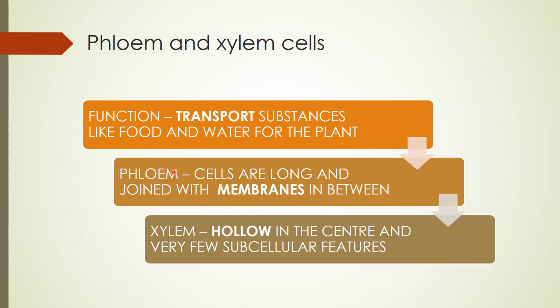The phloem cells are long and joined with membranes in between, that's important. Xylem, hollow in the centre and very few subcellular features. In another video we'll learn that one of them transports only in one direction, and the other transports in both directions. The phloem transports the food for the plant, so this could be sugars, things like that, and the xylem is for water.